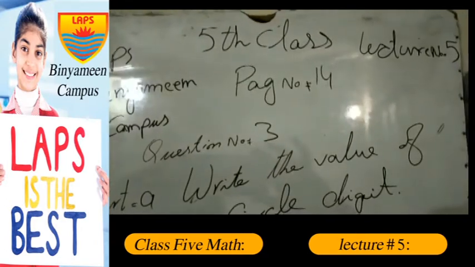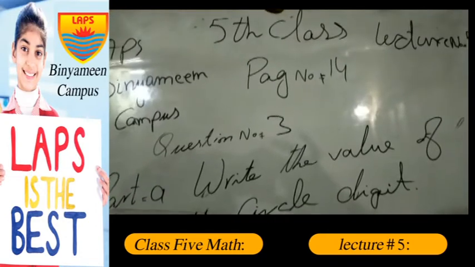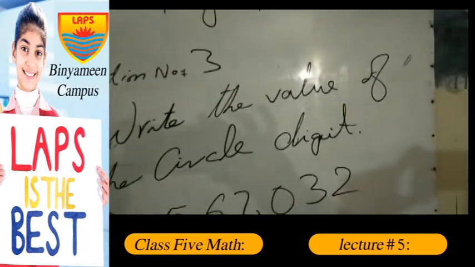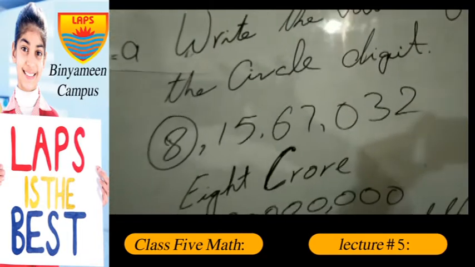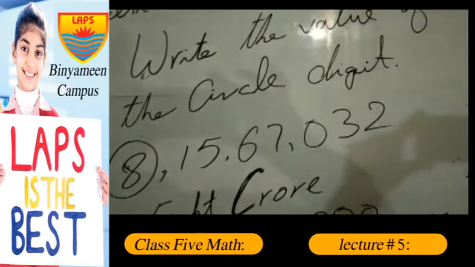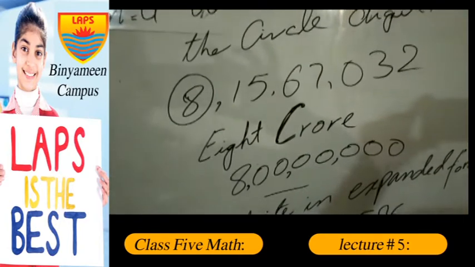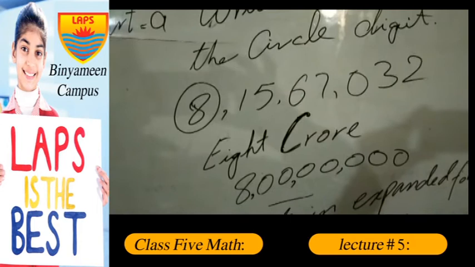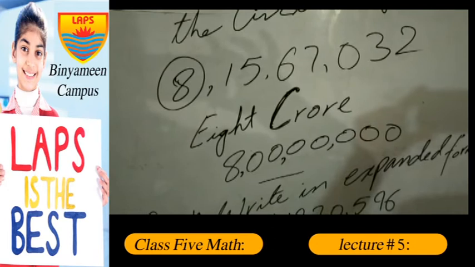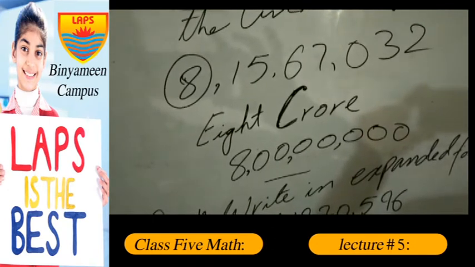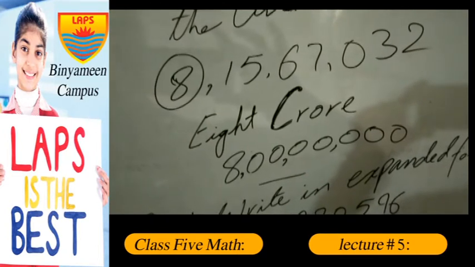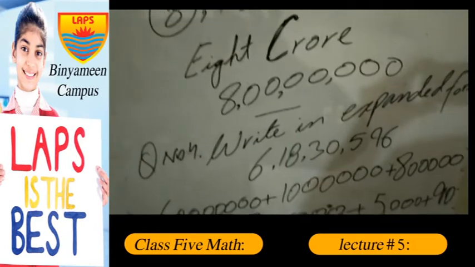Today I deliver a lecture on mathematics, page number 14, question number 3, part A. Write the value of the circled digit 8 in 8,15,67,032. Now the 8-digit circle you can write as 8 crore. 8 crore and then put a 0, 1, 2, 3, 4, 5, 6 and 7 zeros with the 8. It means 8 crore.